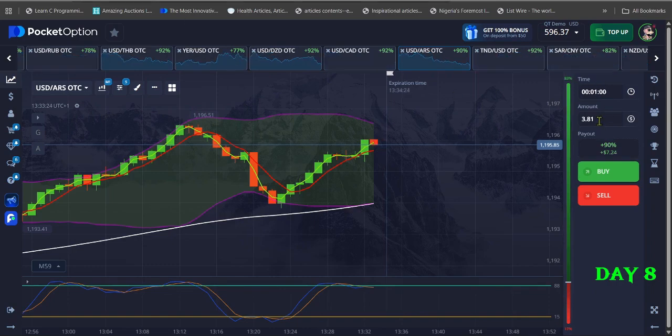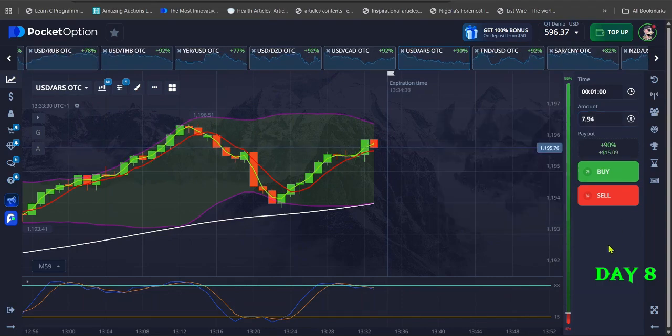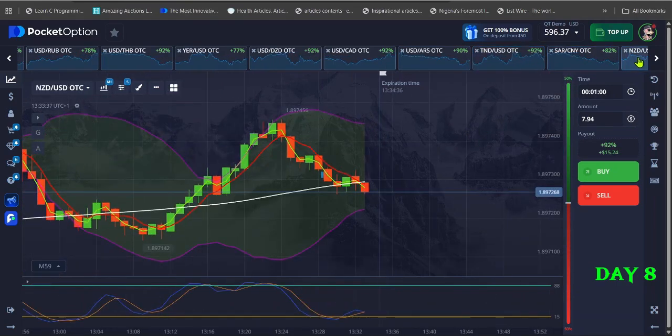7.94 is our next trade amount. So let's look for another trade opportunity. If we find one, we'll take the trade.